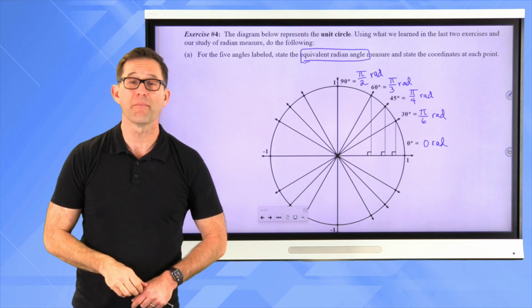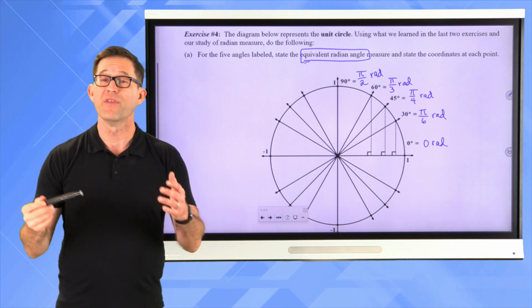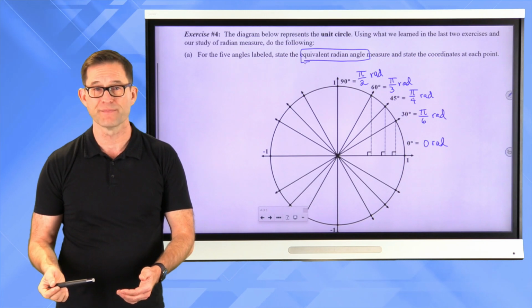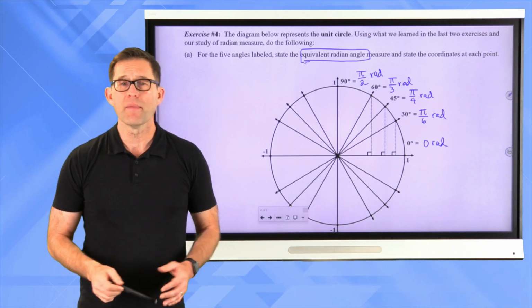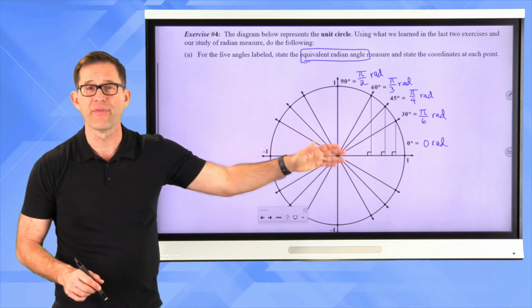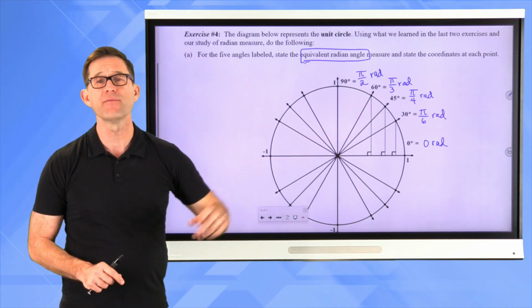Now I want to be very clear again. Those are not the coordinate pairs. Those are simply the angles measured in radians instead of being measured in degrees. Now, whenever we measure angles in radians, we typically don't actually have the rad there or radians there, but I'm going to leave them there for now.